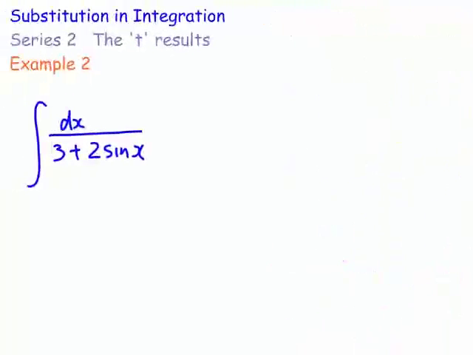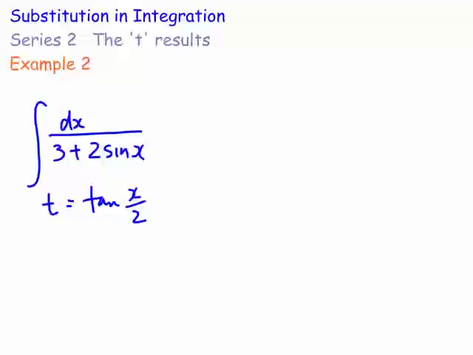Okay, here's example 2, dx over 3 plus 2 sine x. Now you can see here this is a t result one, there's a sine or a cosine floating around by itself in the denominator, and we'll just let t equal, obviously, tan x on 2.